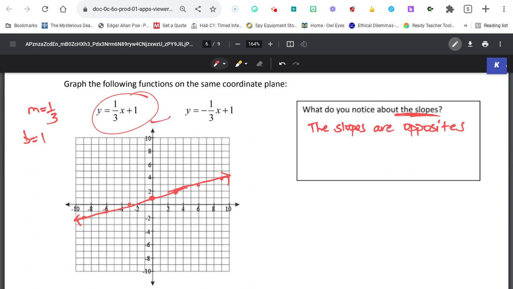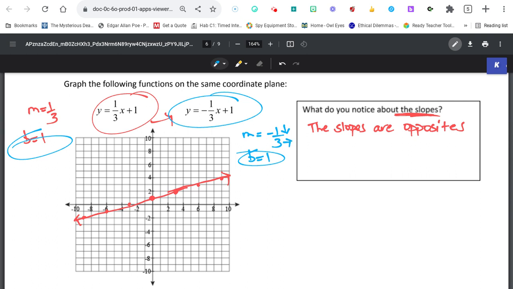All right, now if I change the slope to its opposite, what happens? The y-intercept is still 1. But I've changed the slope to its opposite, so instead of going up 1 and right 3, I'm going to go down 1 and right 3 from that original point. Down 1, right 3. Or I can go up 1 and left 3. All right, I'm going to graph this.